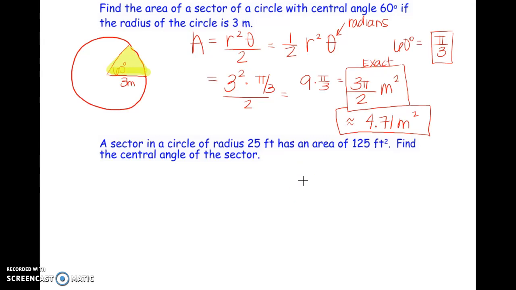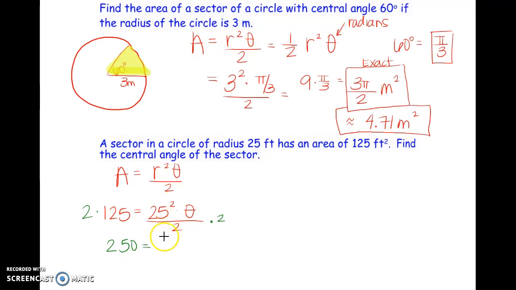Example 5 says a sector in a circle of radius 25 feet has an area of 125 square feet. Find the central angle of the sector. If we know our formula is area equals r squared theta divided by 2, we can plug in what we know. So 125 equals, our radius is 25, so 25 squared times theta divided by 2. The first thing I'm going to do is multiply both sides by 2 to cancel out the denominator. That means 125 times 2 gives us 250 equals, and I'm also going to square 25. That's 625 theta.